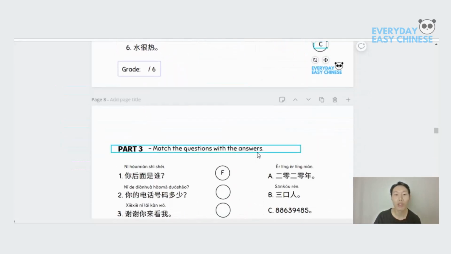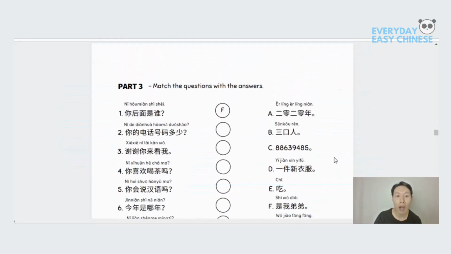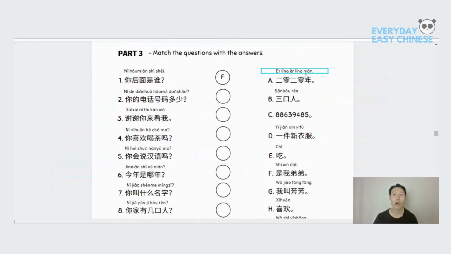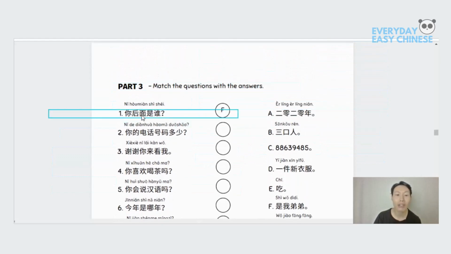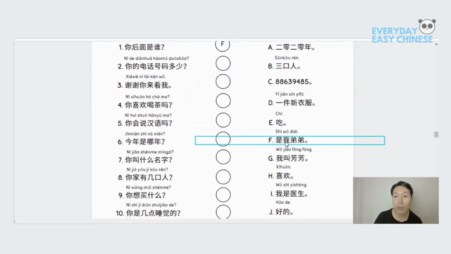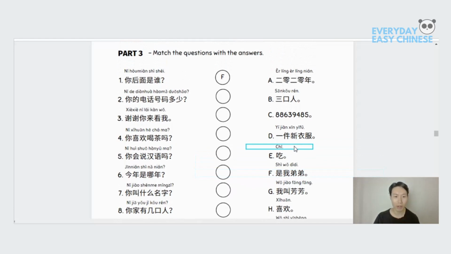Okay, let's move on to part 3. In part 3, we have to match the questions on this side with the answers or responses on this side. So let's look at the example. The first one is 你后面是谁? 你后面是谁 means who is behind you. The example answer is F, 是我弟弟, it is my little brother.